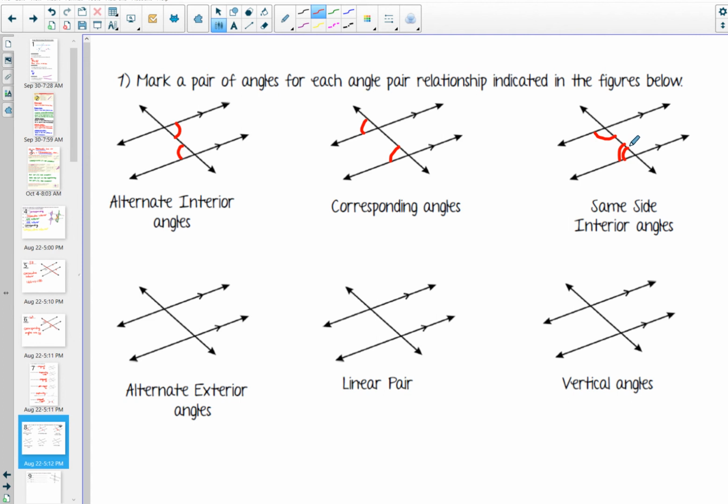Alternate exterior angles. Come on up. Okay, good job. Alternate exterior angles. They are on alternate sides of that transversal, and they are outside of our parallel lines. And what do we know about the measures of alternate exterior angles? They're congruent.